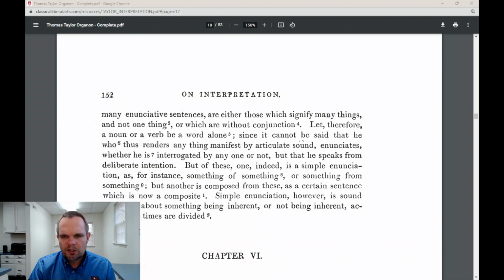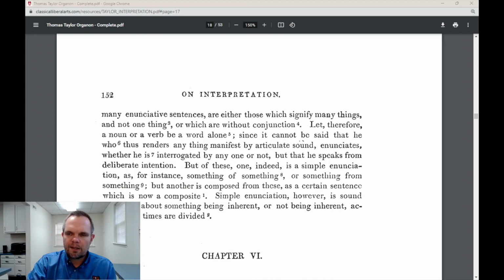He simply expresses an idea. Deliberate means premeditated or thought of. And intention can be translated opinion. But of these, one is a simple enunciation, as, for example, something enunciated of something, or something enunciated from something.